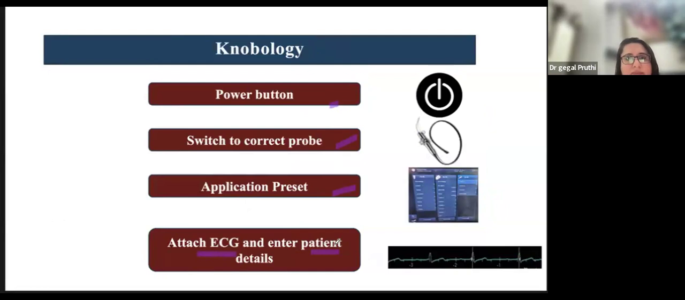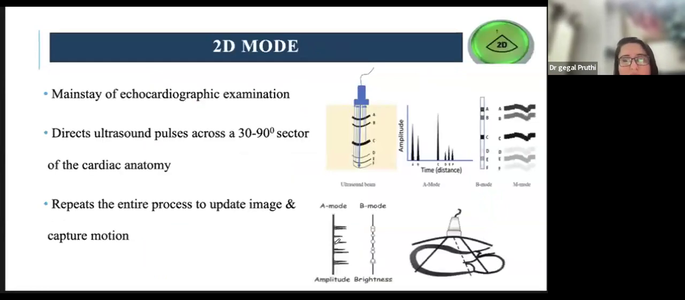data propagation. So now after you have switched on the machine, you will automatically have your 2D mode on, which is the mainstay of the echocardiographic examination. It directs the ultrasound pulses across a 30° to 90° sector of the cardiac anatomy. And this process is repeated to update the image and capture the motion.